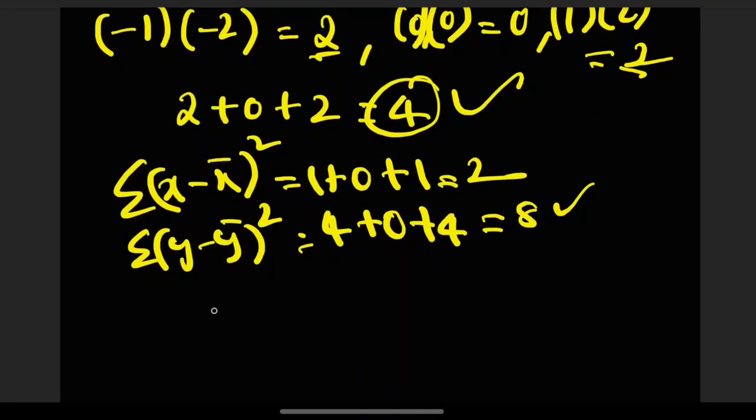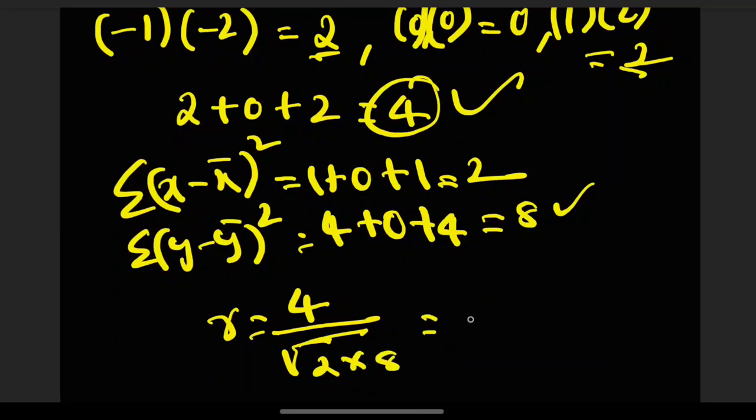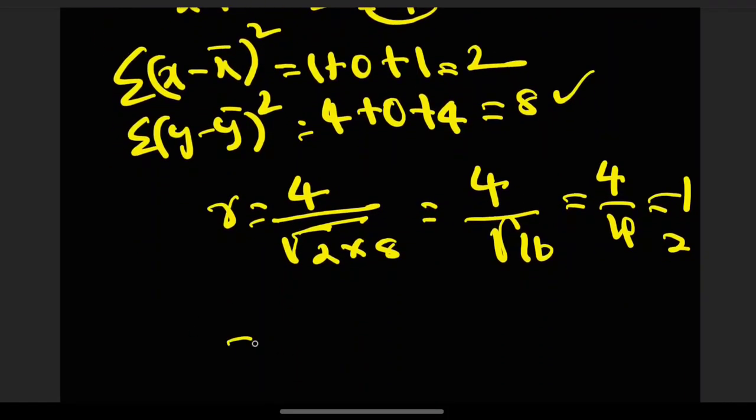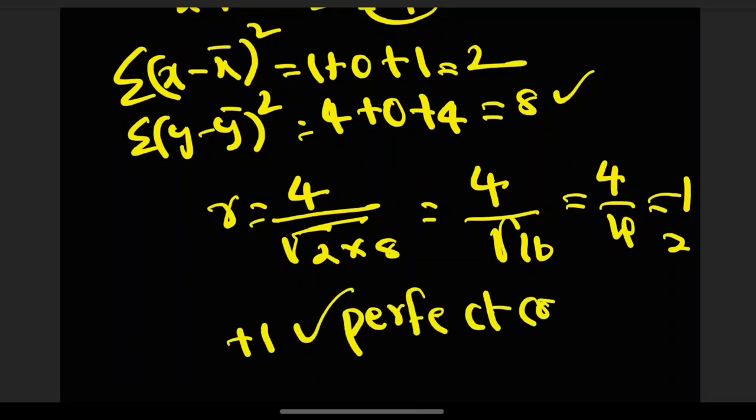Okay. Now you have the numerator. Numerator is nothing but 4. Denominator is nothing but under root 2 into 8. So that is nothing but 4 by under root 16. So you will be getting 4 by 4, and that is equal to 1. This is how Pearson correlation works, and we will be getting positive 1. We can say perfect correlation. Okay.